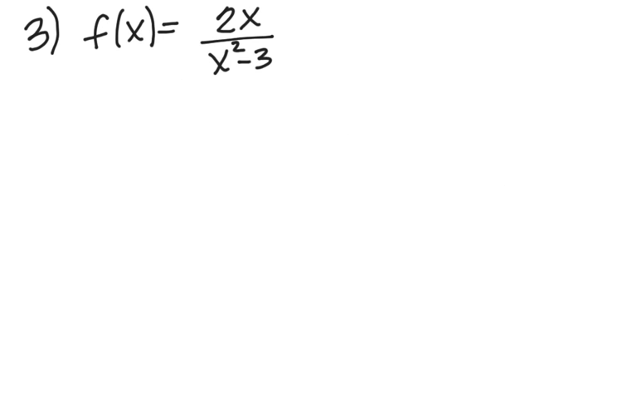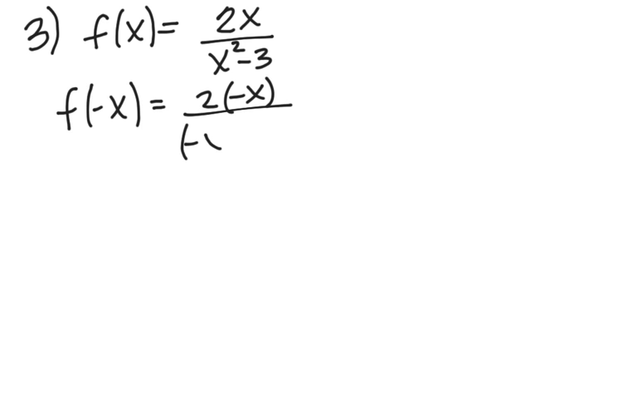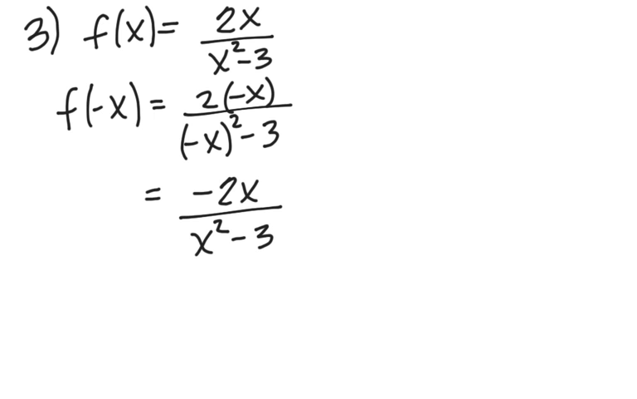F of x equals 2x divided by the quantity x squared minus 3. So to test for even, odd, or neither, we input a negative x. So we'll have 2 times negative x in the numerator, all divided by negative x, the quantity squared, minus 3. And then we simplify. So we'll end up with a negative 2x in the numerator. In the denominator, the negative x, when you square it, will end up just being a positive x squared. And now we're comparing this with the original.